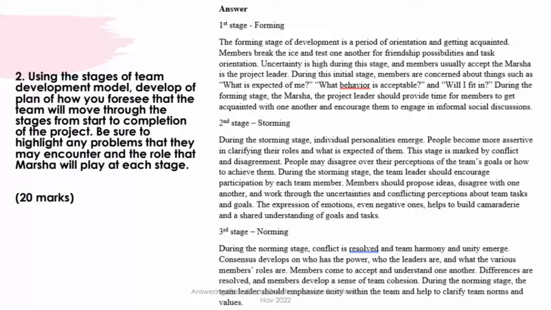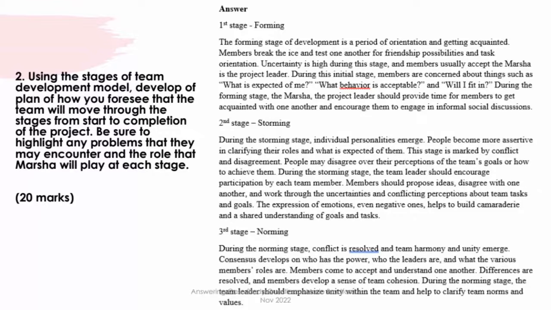The forming stage of development is a period of orientation and getting acquainted. Members break the ice and test one another for friendship possibilities and task orientation. Uncertainty is high during this stage, and members usually accept that Marsha is the project leader. During this initial stage, members are concerned about things such as what is expected of me, what behavior is acceptable, and will I fit in? During the forming stage, Marsha, the project leader, should provide time for members to get acquainted with one another and encourage them to engage in formal social discussions.